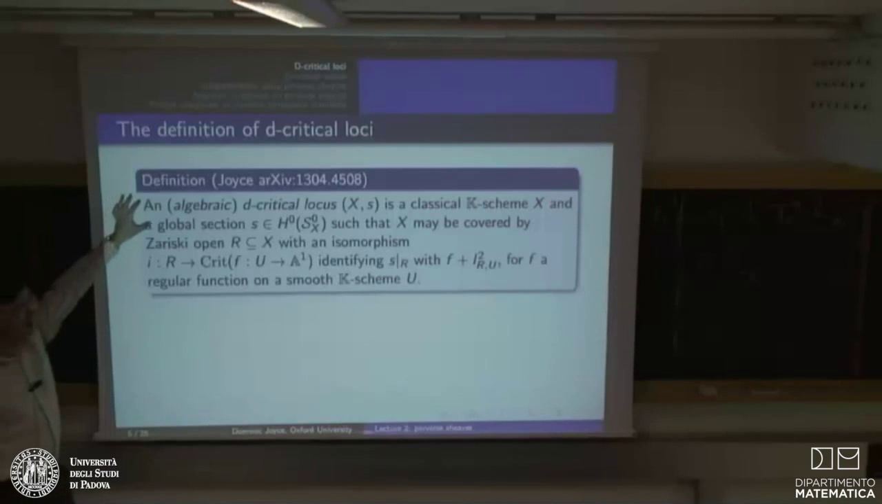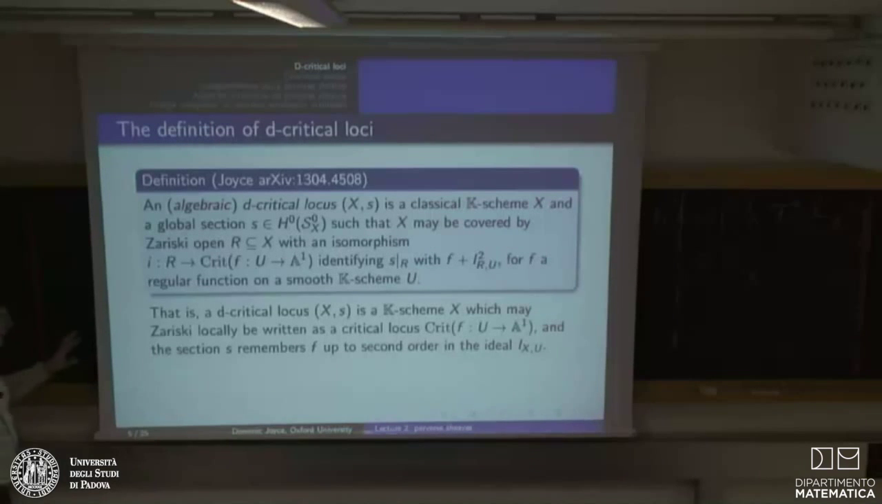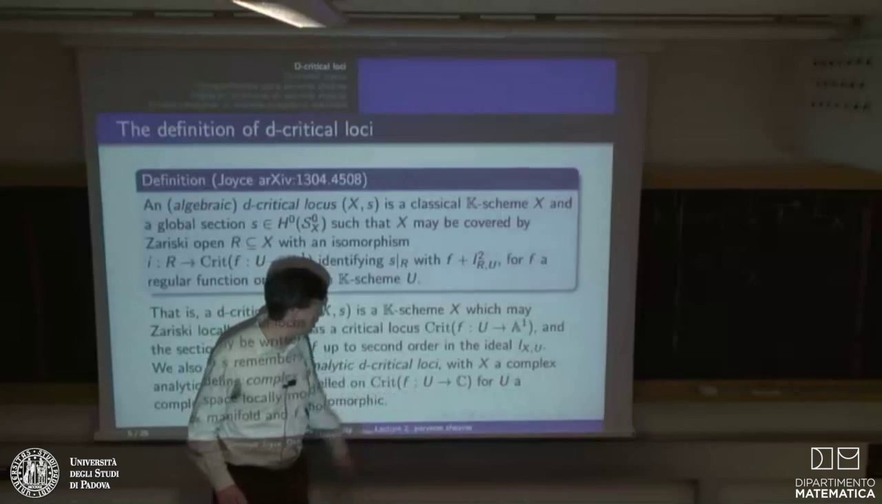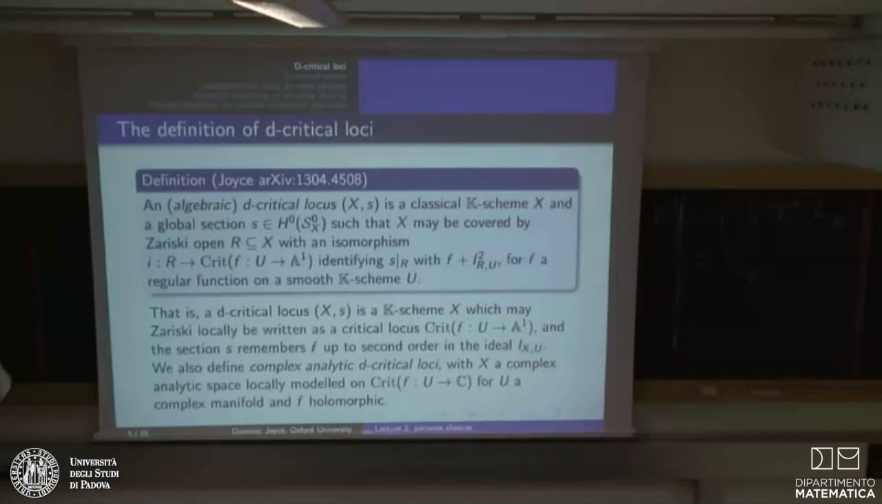Okay, so X and s need only locally be written as a critical locus. We can find examples of d-critical loci which do not have a global presentation as a critical locus. So a d-critical locus is a k-scheme X which can strictly locally be written as a critical locus, Crit of f from U into A^1, and the section s remembers f up to second order in the ideal of the scheme X in U. There's also a complex analytic version of the same story, in which X is a complex analytic space locally modeled on the critical locus of f going from U into C, where U is a complex manifold and f is holomorphic.